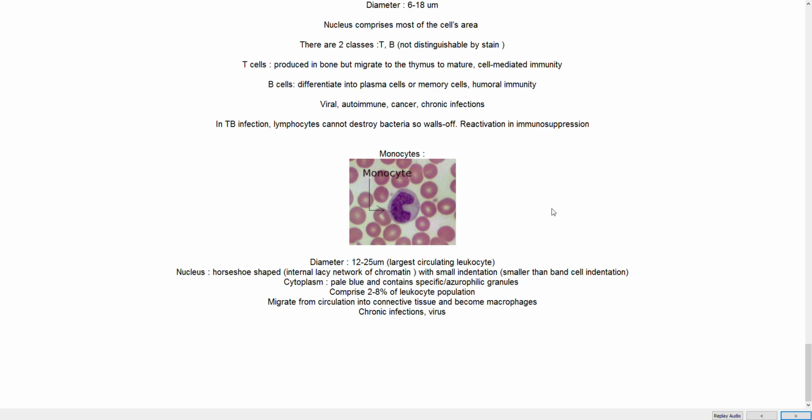Macrophages have different names depending on the kinds of tissues that they're in. So in lungs, they would be called dust cells. In skin, they would be called Langerhans cells. In the brain, they're called microglia. So just watch out for that. Those are all actually macrophages, and they all come from monocytes.